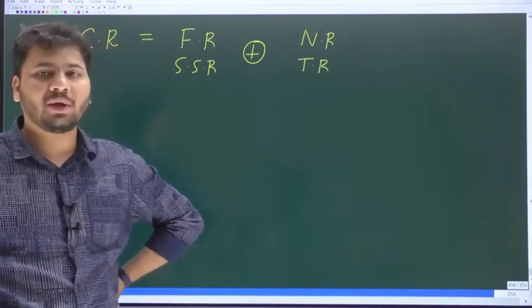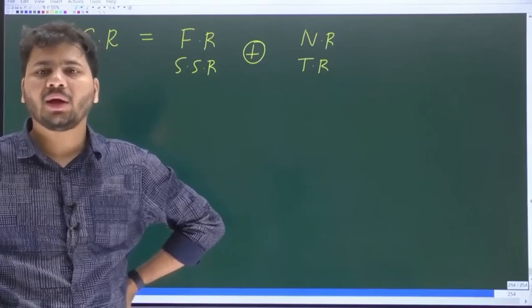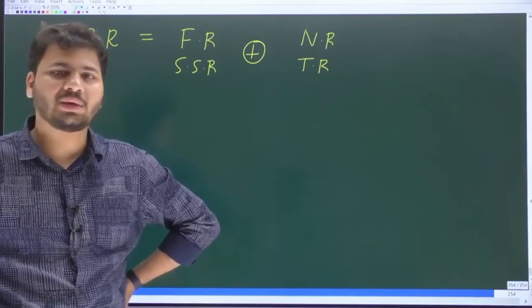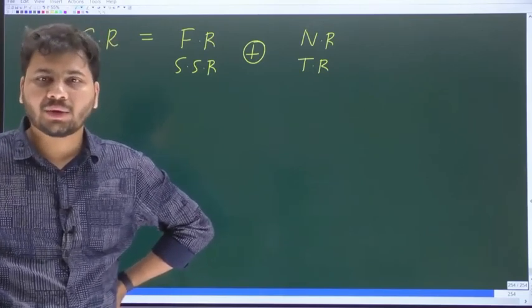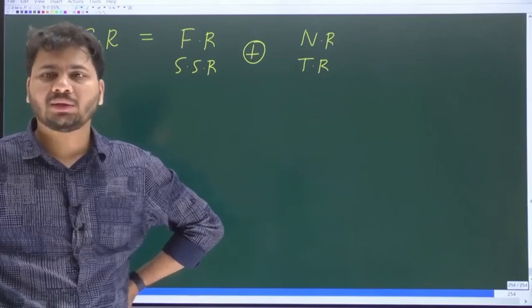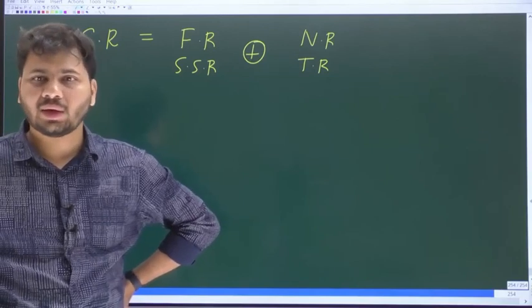Okay. For example, if the circuit is driven by a DC source, it will reach DC steady state. And if the same circuit is driven by a sinusoidal source, then the circuit will reach sinusoidal or AC steady state.